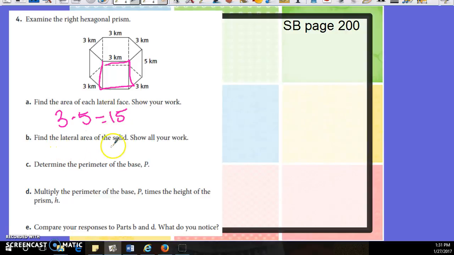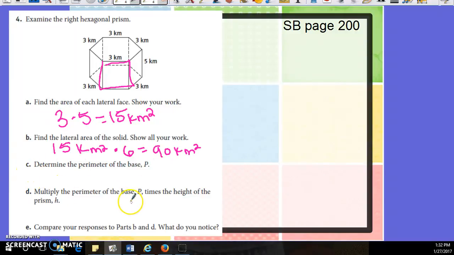Now find the lateral area of the solid. So that is all of the lateral faces' area added together. So we know that for one it's 15 kilometers squared. And a hexagon means 6. So there's 6 sides, and that'll give you 90 kilometers squared.